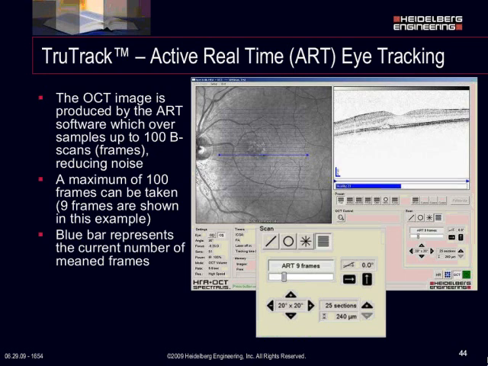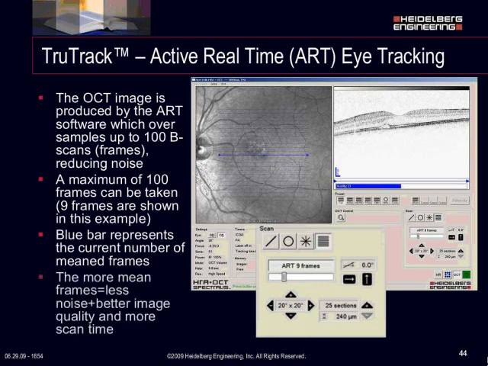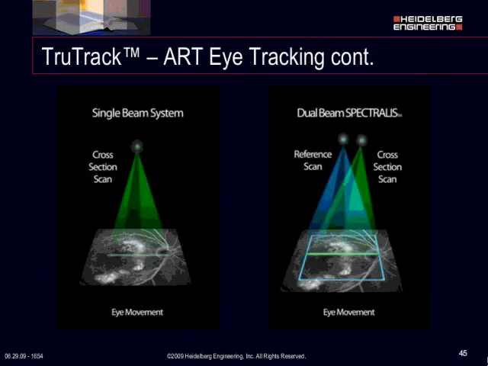And when you take the picture, you'll notice that where it says ART frame of 9, there's a little blue bar that will go up. And as it acquires each B scan 9 times, it's just going to continue to move on up through the whole volume scans. All right. So like I said, the more frames there are, the better quality of the images, the less noise there is. And all the presets, it's already been preset for you.